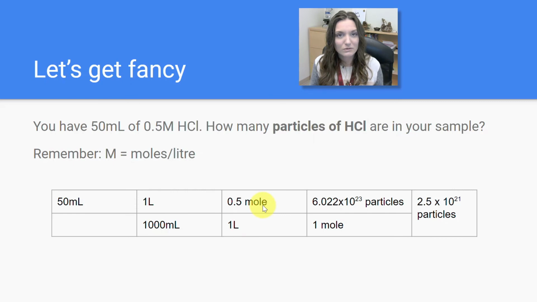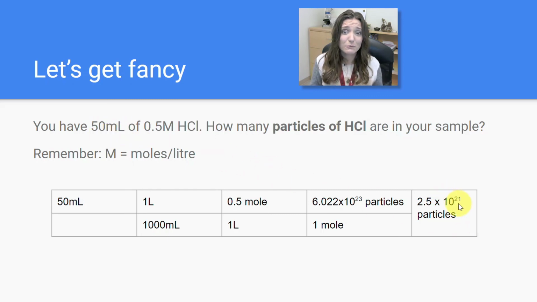And then what about mole? How many particles are there per mole? Remember, we want to know how many particles of hydrochloric acid we have. So we have 0.5 mole. 1 mole is equal to 6.022 times 10 to the 23rd particles per 1 mole. Oh, look, those cancel too. That leaves us, once we do this calculation, 50 divided by 1,000 times 0.5 times 6.022 times 10 to the 23rd, which gives us 2.5 times 10 to the 21st particles of hydrochloric acid, particles of HCl, in our 50 milliliters.